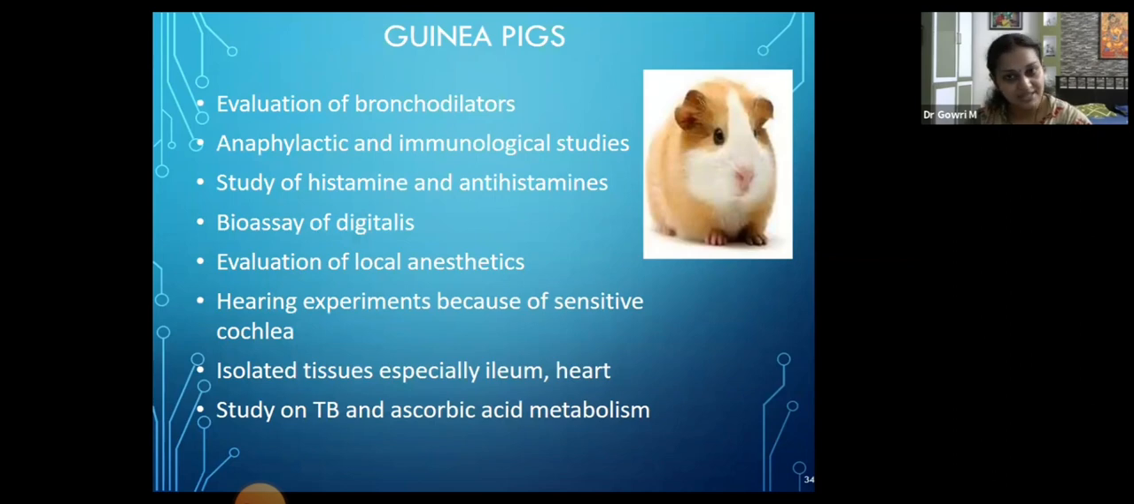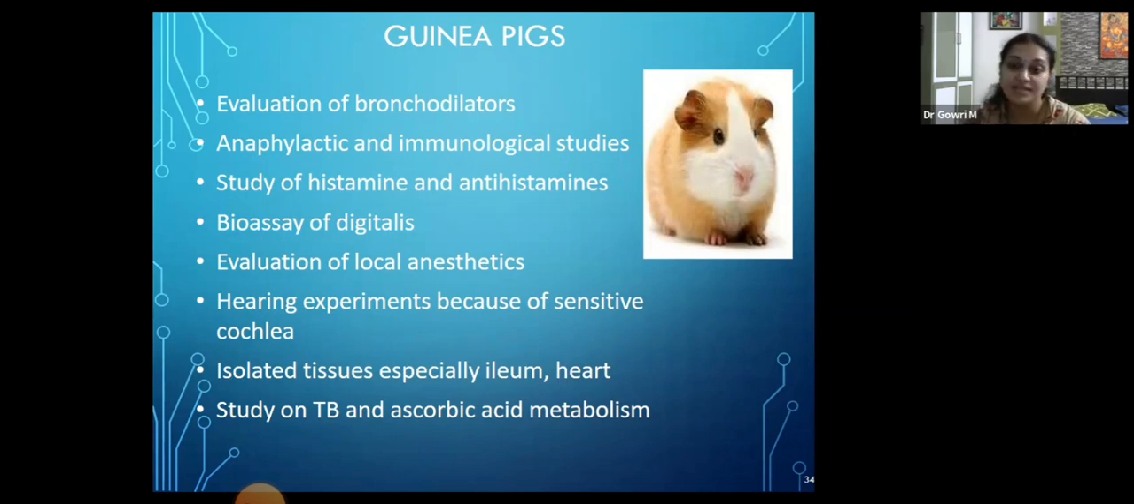Now coming to the next set, that is guinea pigs. We have seen rats and mice of the rodents. Now coming to the next of the rodents, guinea pigs. They are the best evaluators for bronchodilators, anaphylactic immunological studies, histamine, antihistamines, bioassay of digitalis, evaluation of local anesthetics, hearing experiments because of its sensitive cochlea, isolated tissues, especially ileum, heart, etc. Study on TB, ascorbic acid metabolism.